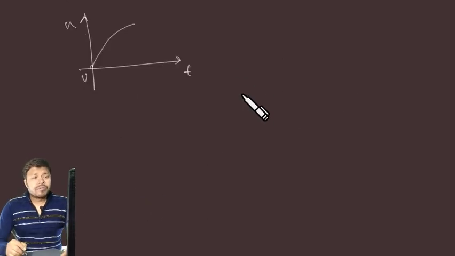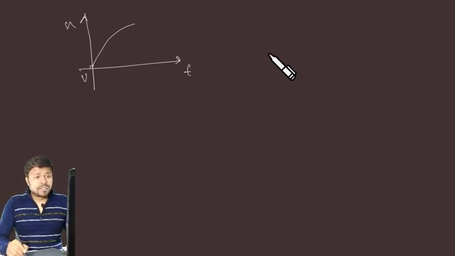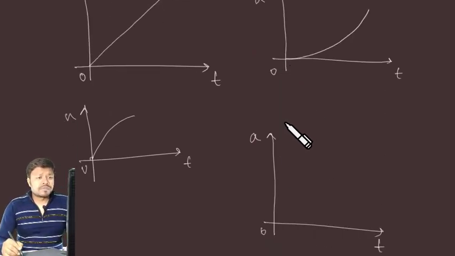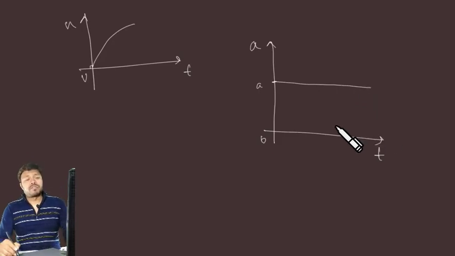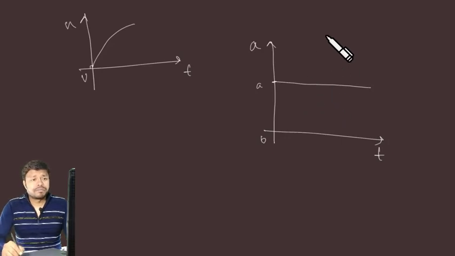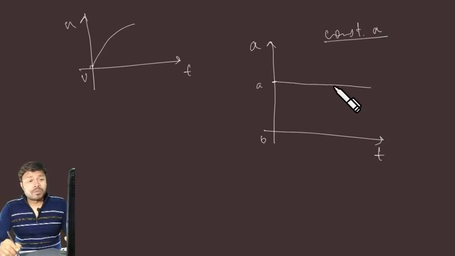Now, how can we find the velocity of the body from the acceleration time graph? To find the velocity of the body, let's say a body is moving with constant acceleration. Constant acceleration means the body has some value of the acceleration a, let's say, and it remains constant with the time. So this is the graph for the constant acceleration. This is also non-uniform motion, constant acceleration of the body.